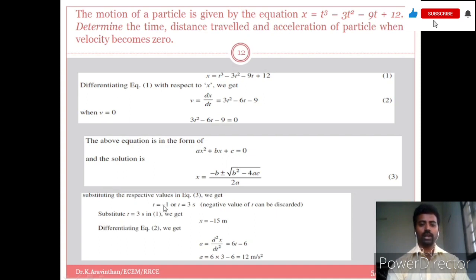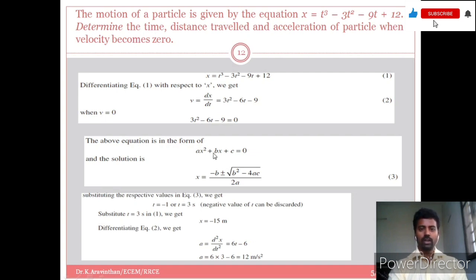So t is minus 1 and t is 3 seconds. Definitely we know that any distance traveled, if there is any distance, it will be an absolute value. Definitely it will be on the positive side. So that is why we will consider t as 3. So right now the first component is identified, the time is 3.